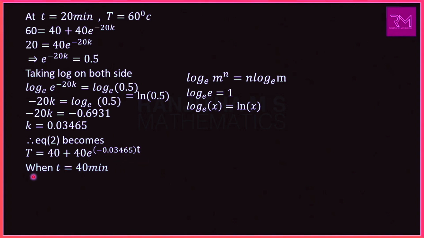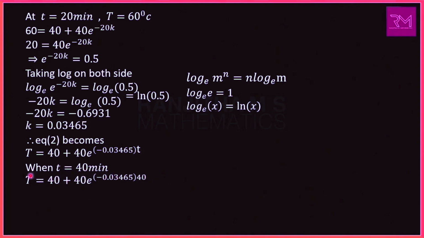Finally, we have to find the temperature of the copper ball when the time is 40 minutes. At time t equal to 40 minutes, we have to find the temperature of the copper ball. For that, substitute the t value as 40. We get T is equal to 40 plus 40 into exponential power of minus 0.03465 into 40, in the place of small t, that is t value is 40 minutes.